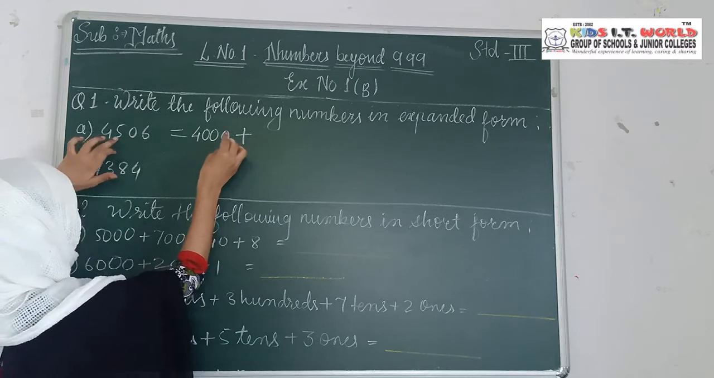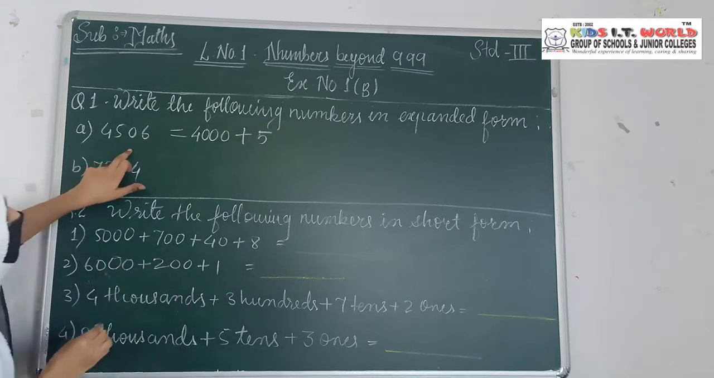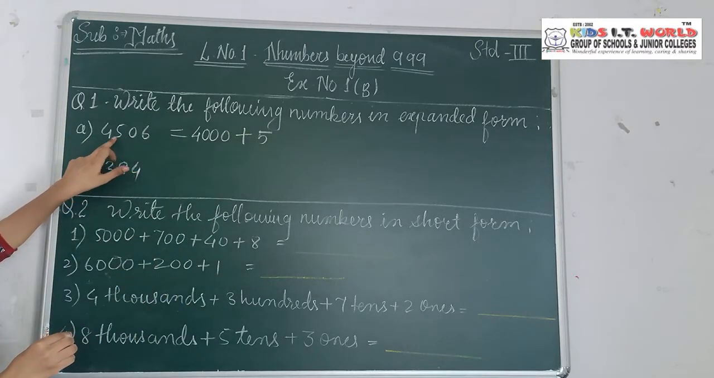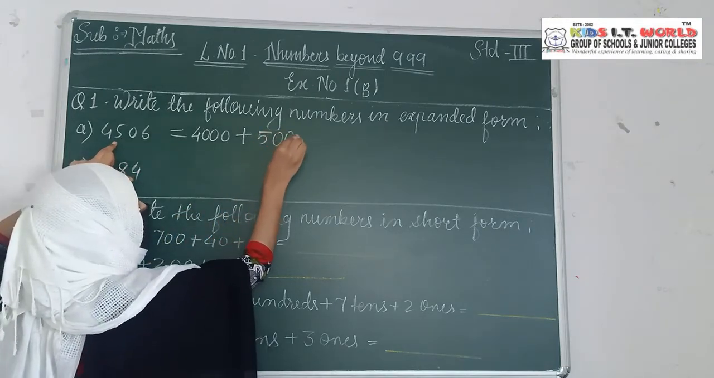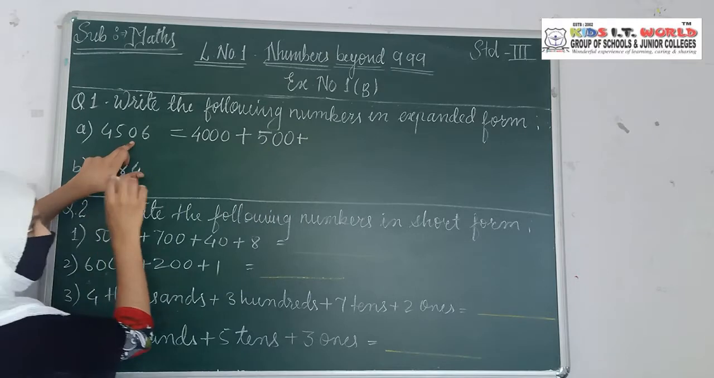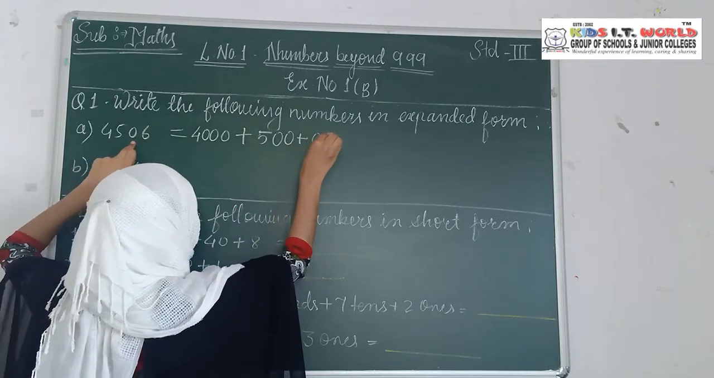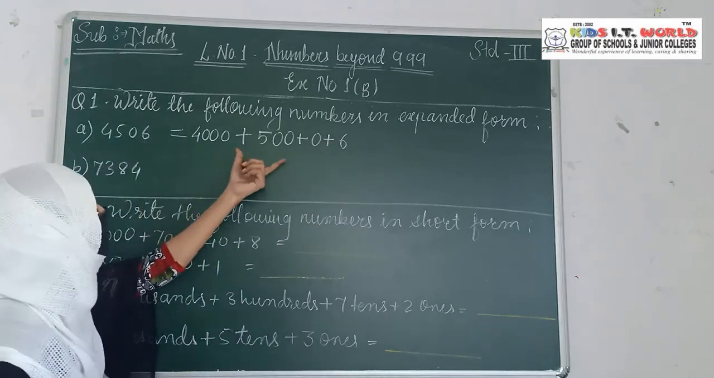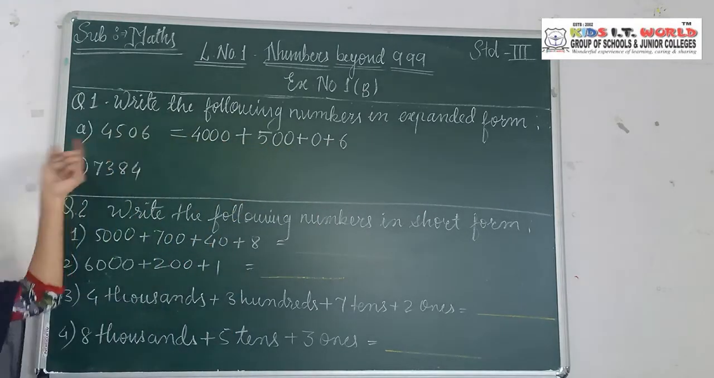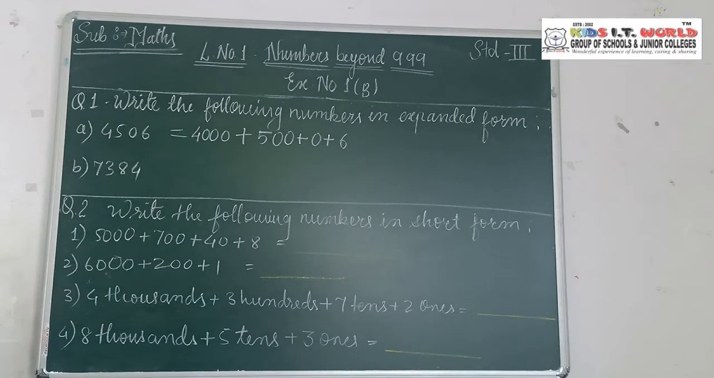Now the next step, the number is 5. What is the place value of 5? Hundreds. On the 100, how many zeros will come? 2. On the tens, it is 0. And on the ones, it is 6. Here we finish the expanded form of the number 4506.